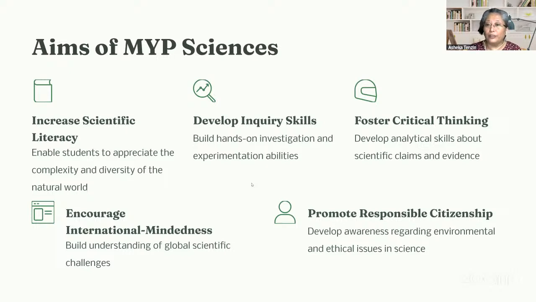You need to develop their analytical skills, their critical thinking skills, and know more about scientific claims and the evidence. Because we are looking at IB philosophy in the curriculum, you need to encourage international mindedness, build an understanding of global scientific challenges, and also promote responsible citizenship. So you have to develop awareness about environmental and ethical issues in science. And we do it through the different science subject objectives. Okay, so these aims are met.